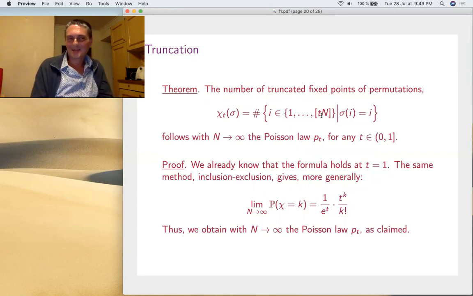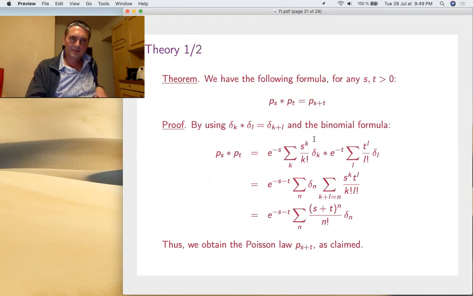Because it's equivalent to tn, you'll just get some powers of t there, and you get Poisson of t. So very good. So these are the Poisson laws. We have a lot of fun with them, with these fixed points. Now, well, let's do some theory too.